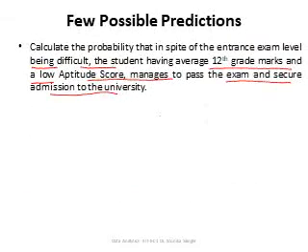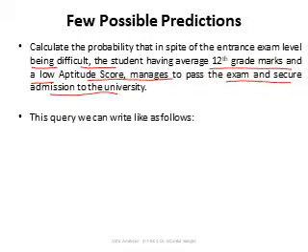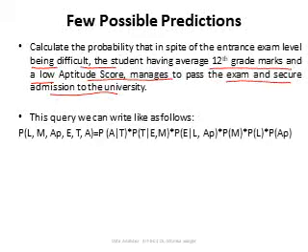So first of all, we try to calculate the probability that we discussed in the very first slide, that in spite of the difficult entrance exam and the fact that the student was having average 12th grade marks with a low aptitude score, he could manage to pass the exam and secure admission to the university. So what is the probability of this scenario? We can write this query as follows.